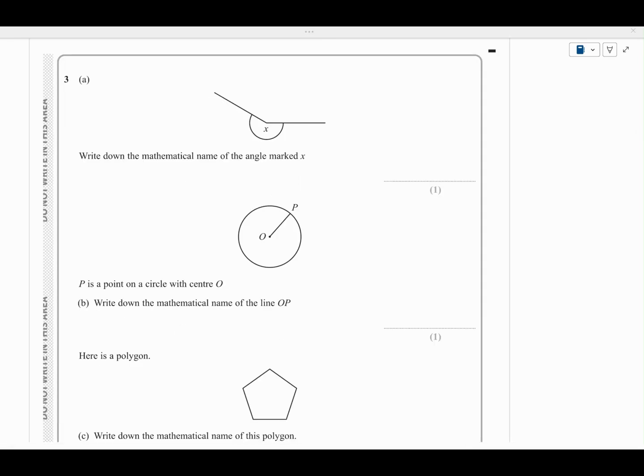Question 3. Write down the name of the angle marked X. Well, it's not an acute angle. It's not an obtuse angle. It's a reflex angle. P is the point on a circle with center O. Write down the mathematical name of the line OP. Well, that's the radius of the circle.